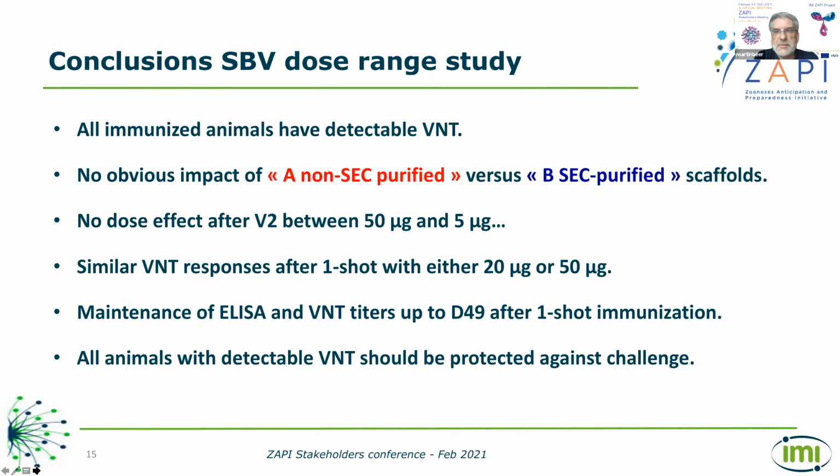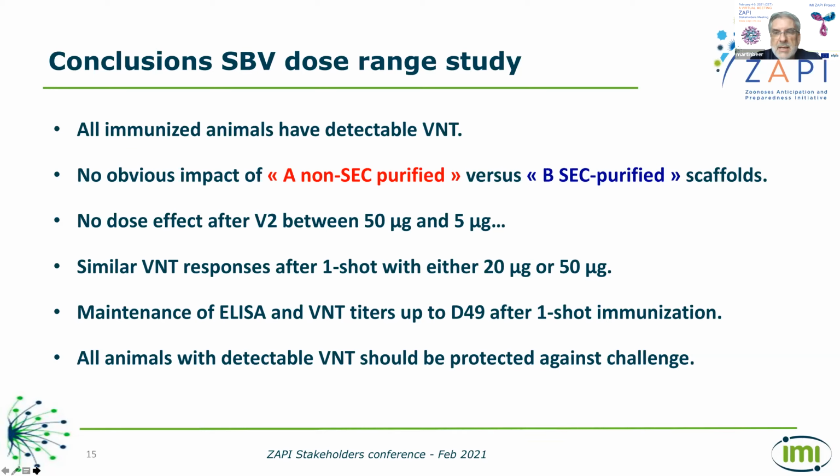So the conclusions for this dose range study are that all immunized animals had detectable neutralization antibodies. So this combination antigen, particles, and adjuvants worked very nicely. There was no impact of non-purified versus purified scaffolds. We more or less saw no dose effect between the 50 microgram and 5 microgram, which is very good news for the production side. The neutralizing antibody responses are similar after one shot with either the 20 or 50.